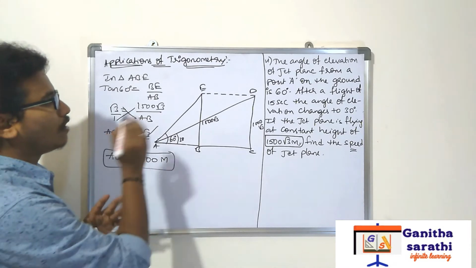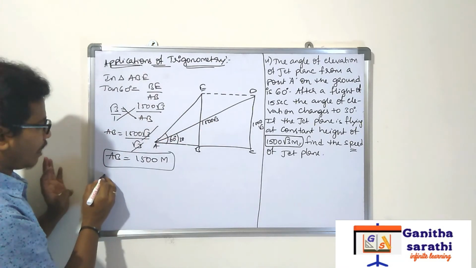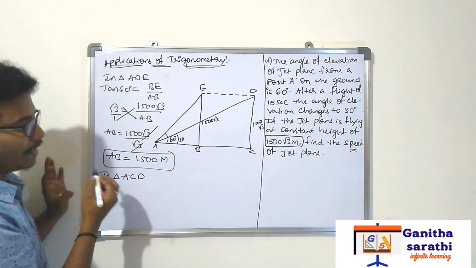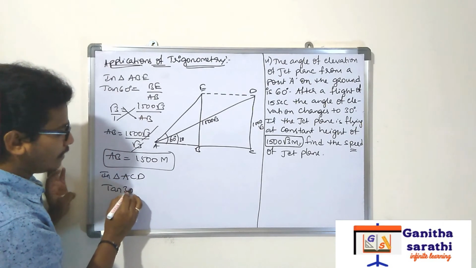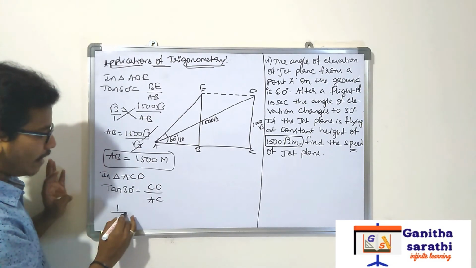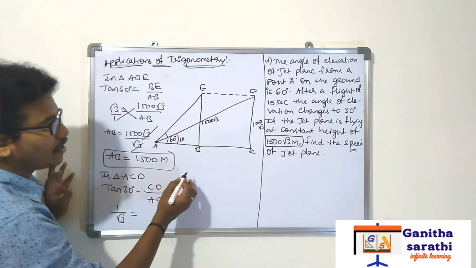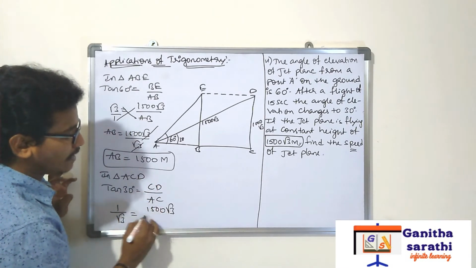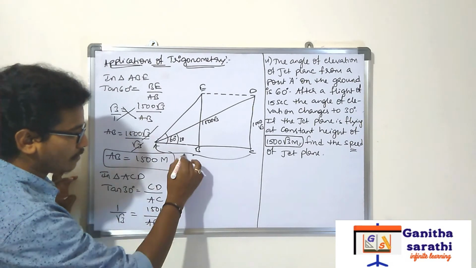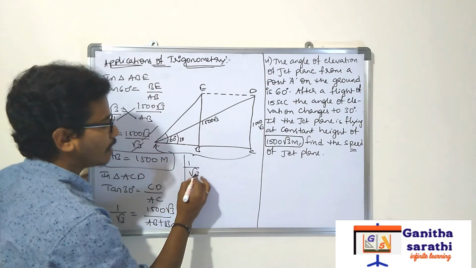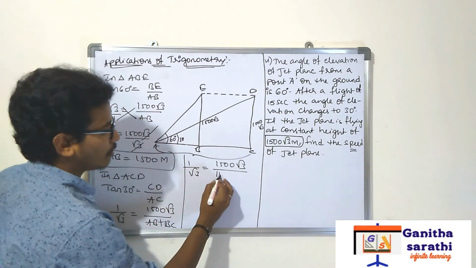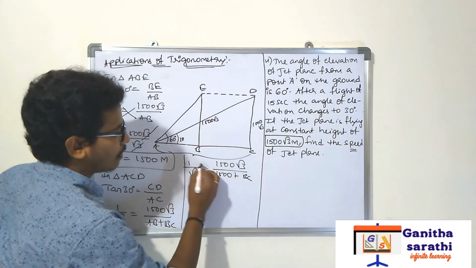Next, after a flight of 15 seconds, the angle is changed. In triangle ACD, take tan 30. Tan 30 is equal to, what is the opposite side? CD by AC. Tan 30 value is what? 1 by √3 is equal to, CD value is 1500 √3 by AC. AC means combination of AB and BC, so you can write AB plus BC. Now 1 by √3 is equal to 1500 √3 by 1500 plus BC.